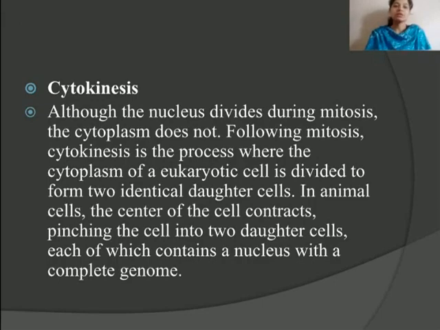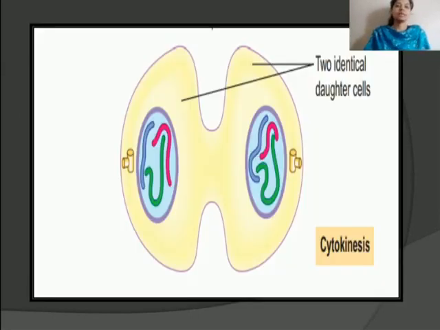In cytokinesis, although the nucleus divides during mitosis, the cytoplasm does not, right? Following mitosis, cytokinesis is the process where the cytoplasm of the cell is divided to form two identical daughter cells. In an animal cell, the center of the cell contracts, pinching the cell into two daughter cells, each of which contains a nucleus with a complete genome. So this is the process of cytokinesis wherein the cell is being pinched from the center and there is formation of two identical daughter cells, each having its own genome.